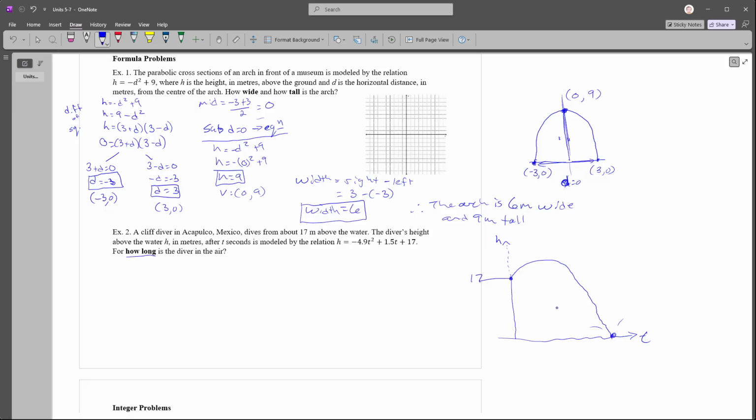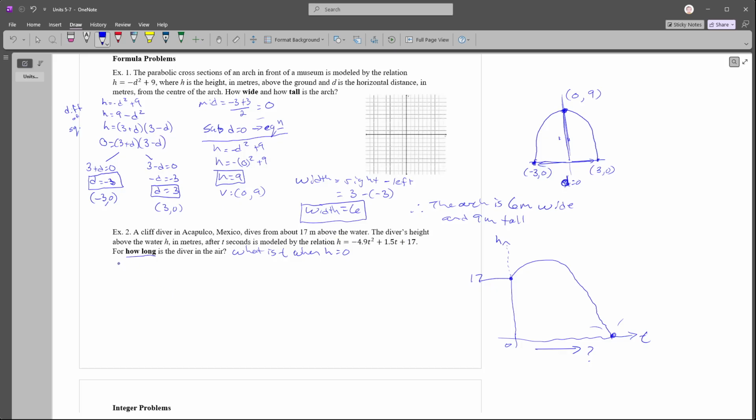What do we know? How long did it take him to get there? So if this coordinate right here is 0, 0, what is that time? Okay, so what is time when h is equal to 0? What is t when h is equal to 0? Oh, if I make h equal to 0, that's a quadratic equation. Isn't that fantastic? It's almost like this was planned.